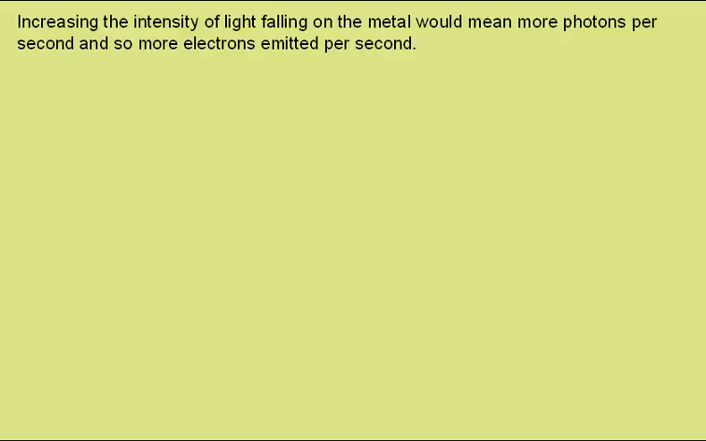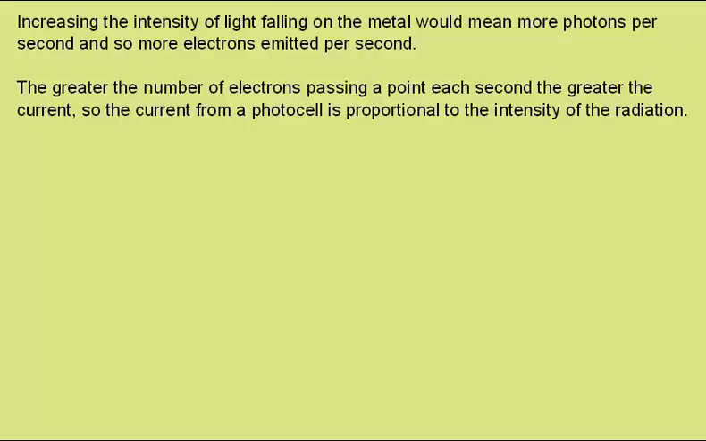Increasing the intensity of light falling on the metal would mean more photons per second landing on the metal, and so more electrons emitted per second. The greater the number of electrons passing a point each second, the greater the current. So the current from a photocell is proportional to the intensity of the radiation. If we double the intensity, we double the number of photons, double the number of electrons released, and therefore double the current.